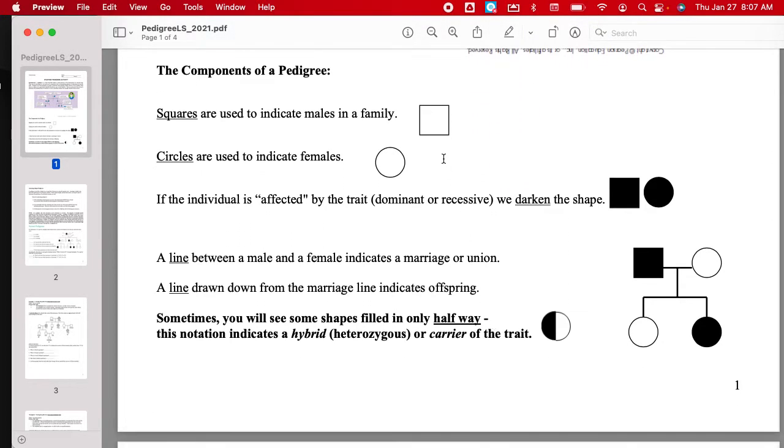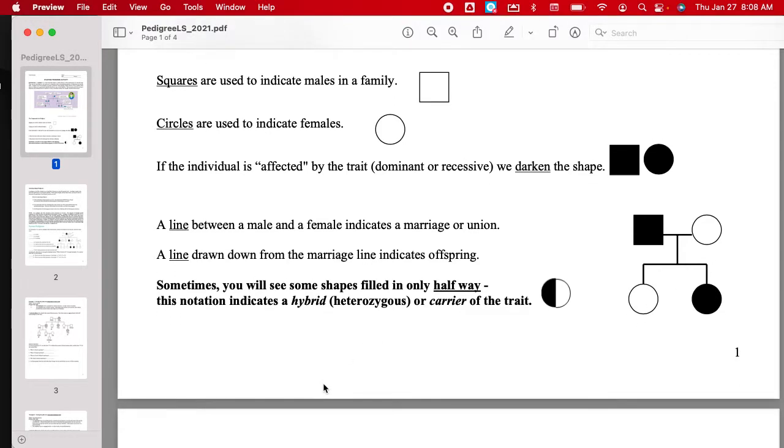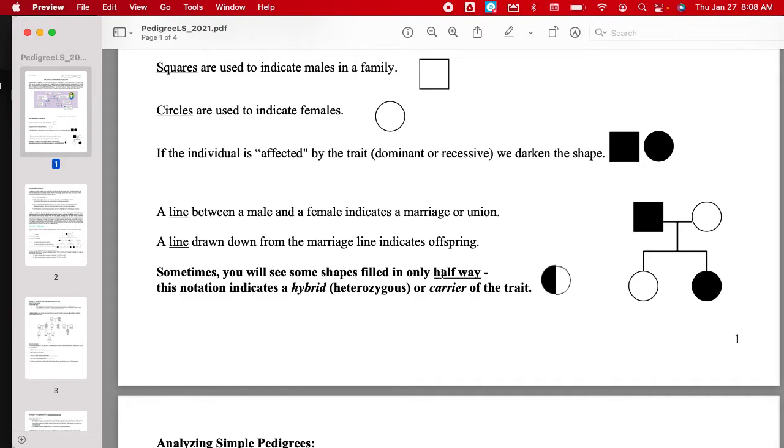So, components of a pedigree: squares indicate males in a family, circles indicate females. If it's darkened or shaded in, that means they have that trait; the individual is affected by that trait. A line between male and female indicates marriage or union, and the line drawn from the marriage line indicates offspring. Sometimes you will see some shapes filled in halfway, like so. This notation indicates a hybrid. That means they have the capital letter and the lowercase letter. They are a carrier of the trait.